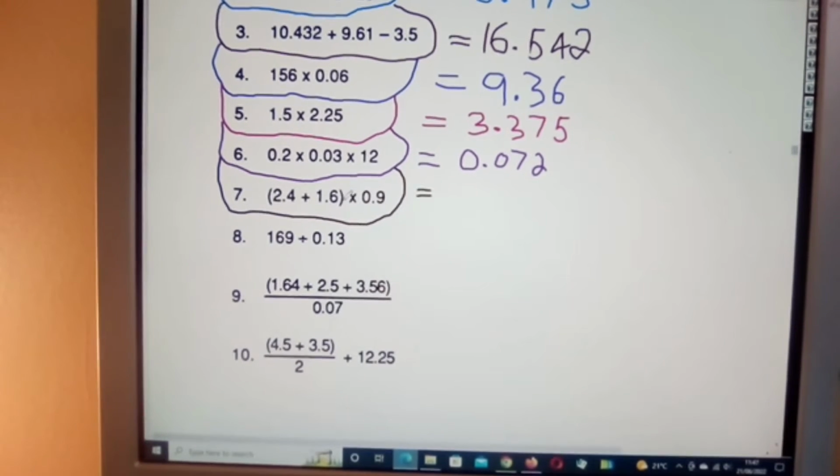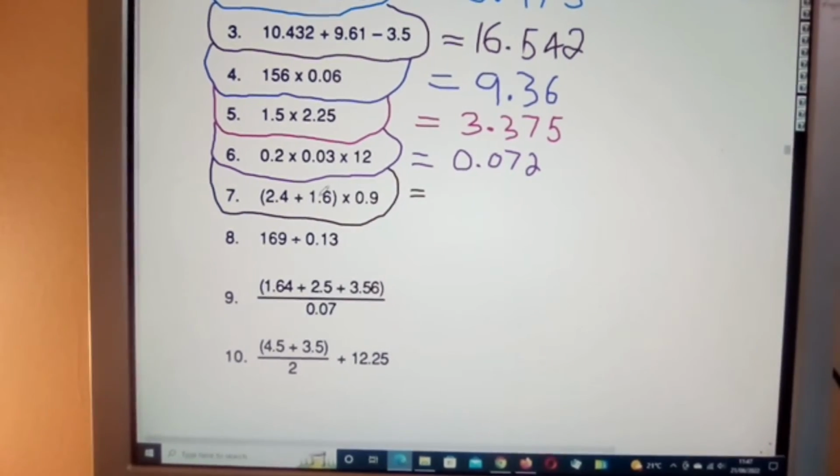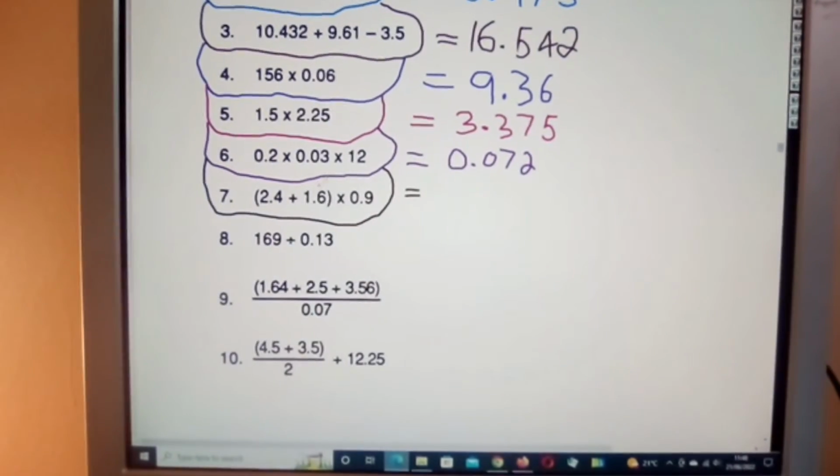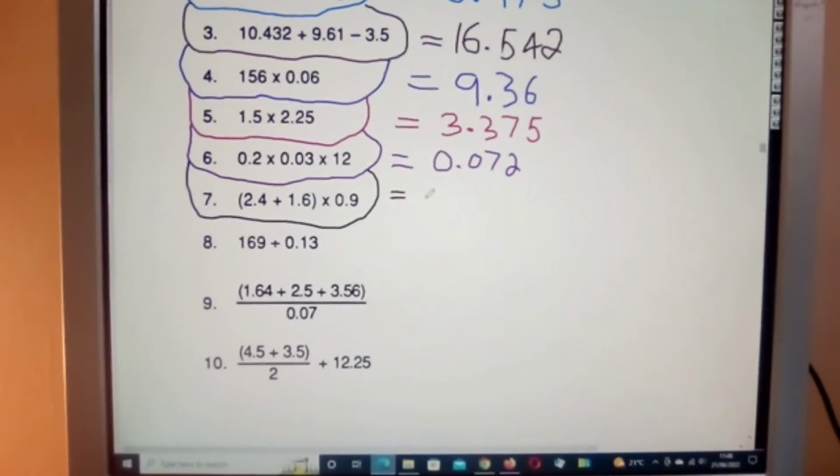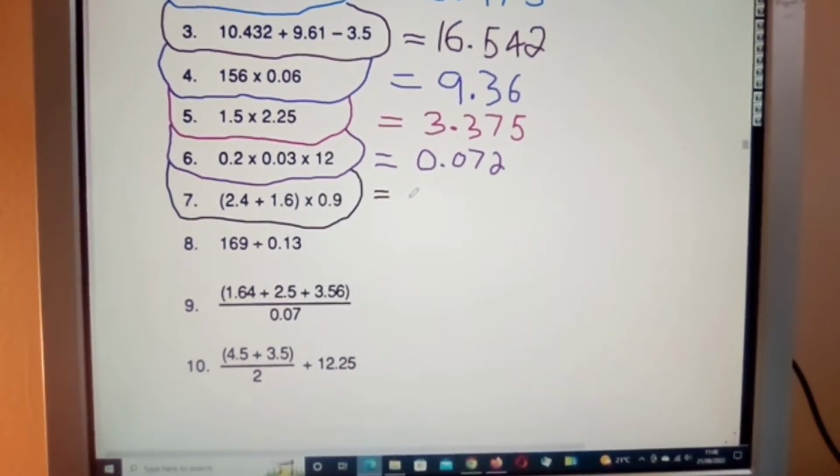Now we need to deal with the brackets first, what's inside the brackets first, before we can do anything else. You don't need to multiply this inside the bracket, otherwise your answer will be wrong. So you must deal with the brackets first. So what have we got in regards to the brackets?